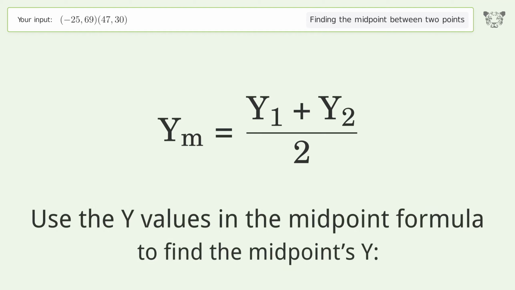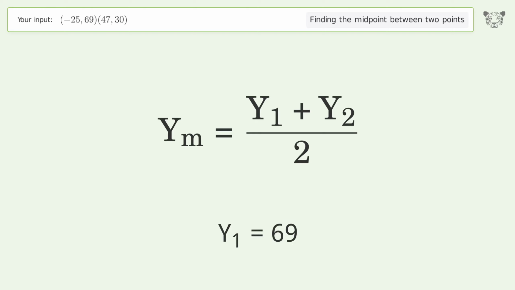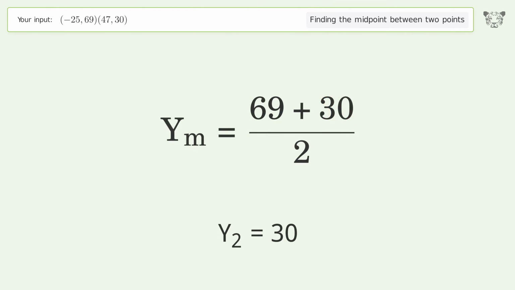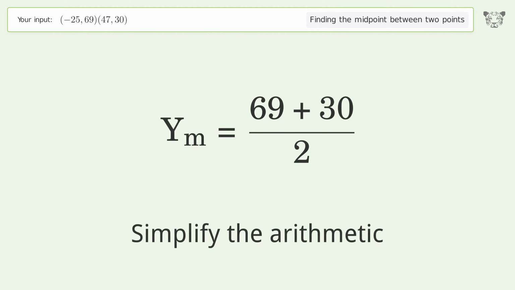Use the y values in the midpoint formula to find the midpoint's y. y1 equals 69. y2 equals 30. Simplify the arithmetic.